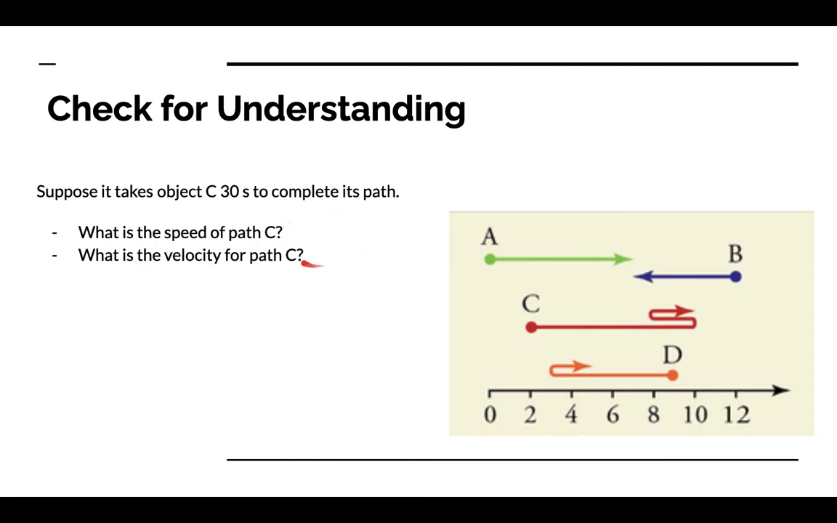Okay? Now if we calculate the velocity, we need the displacement instead of the distance traveled. So our displacement for C is going to be 8 meters, from 2 to 10 meters. Okay? So in this case, object C is going to have a velocity of 8 meters divided by 30 seconds, which is going to give you about 0.267 meters per second, if I recall correctly.